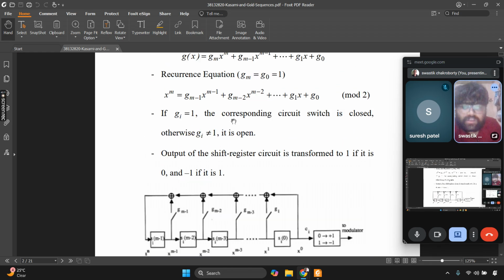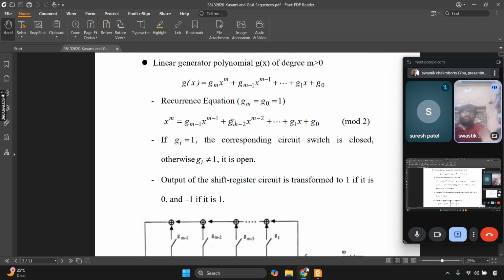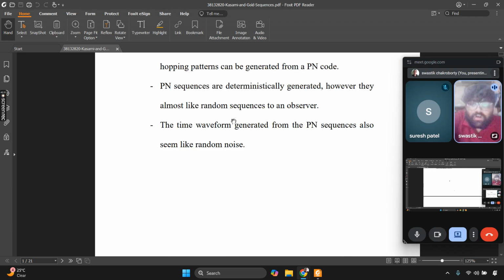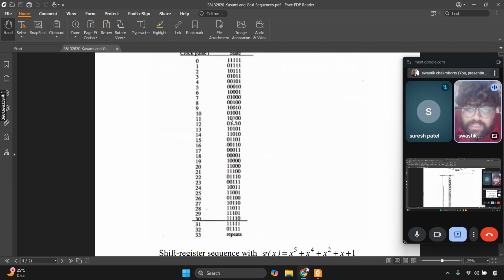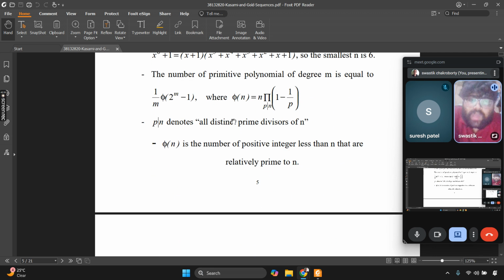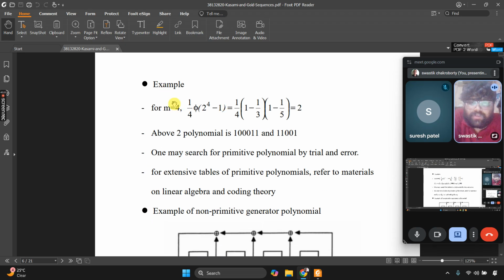Yeah. So this linear generator polynomial. So where were we? We were discussing m. So 1 by m into phi, so for m equal to 4, there are two polynomials. And what are those two distinct primitive polynomials? One is 1 0 0 0 1 1, and another is 1 1 0 0 1. But you will say these are bits, these are not polynomials. So how to convert them to polynomials?